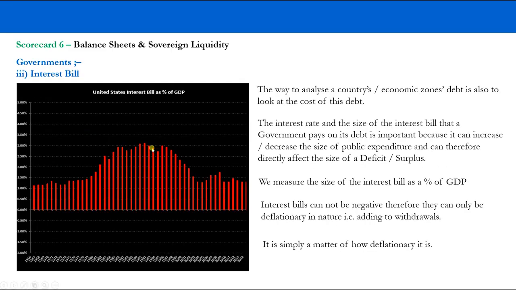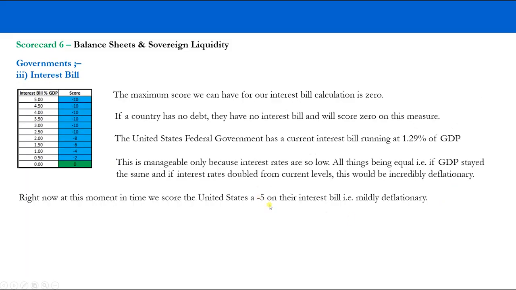One thing to note is that the interest bill as a percentage of GDP has been coming down overall since the early 90s, with a brief increase in the early to mid noughties, and it's been coming down. So it's stabilized at low levels, the levels that it was in the mid to late 70s and late 1960s. So overall, we have to look at these things very objectively. It is deflationary, but it's mildly deflationary.